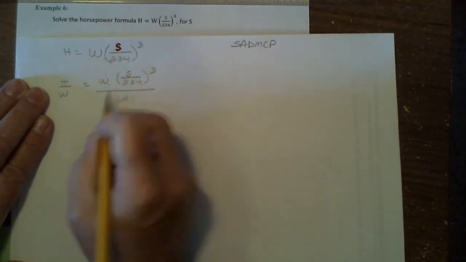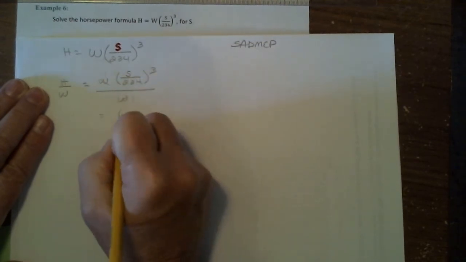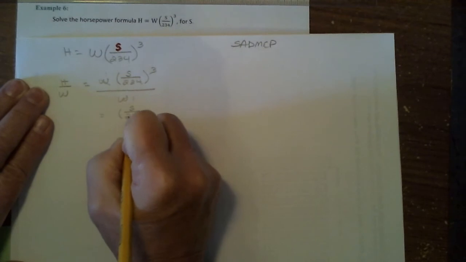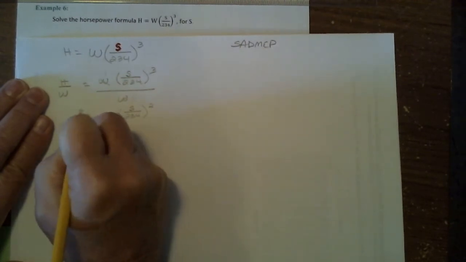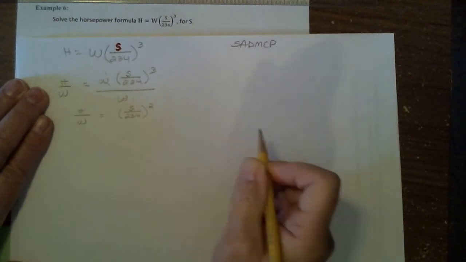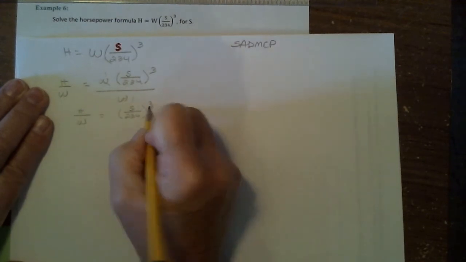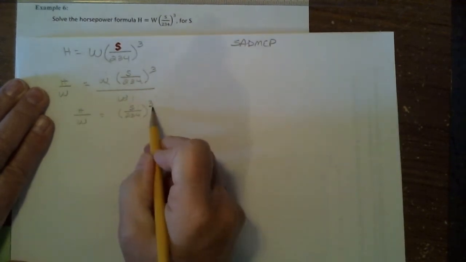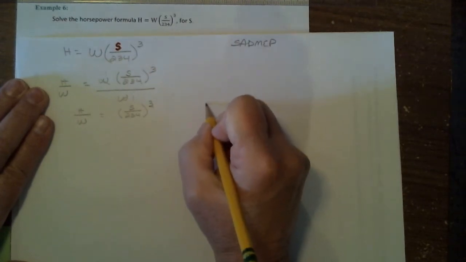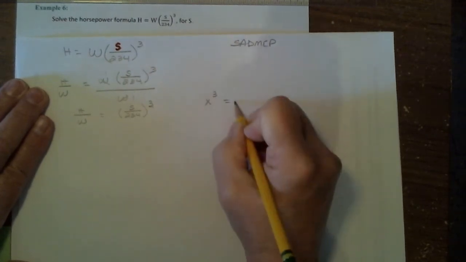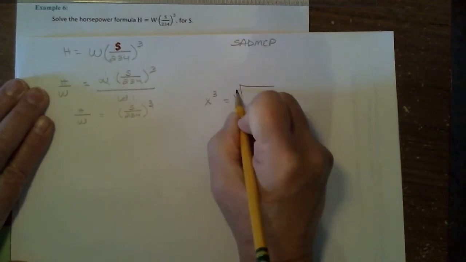And I'm going to knock those guys out and reduce them down to 1. And I end up with S over 234 cubed is equal to H over W. Ooh, cubed, not squared, cubed. Okay, now I got to rip him off. Well, what's the opposite of cubing something? The opposite of cubing something is taking the cube root.